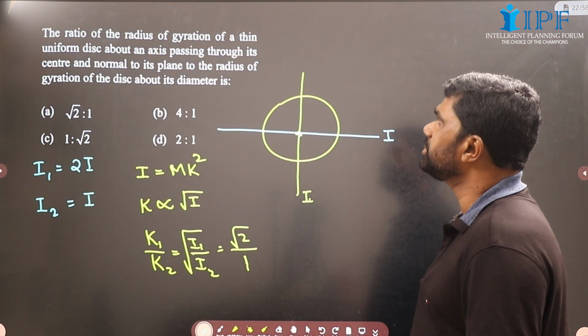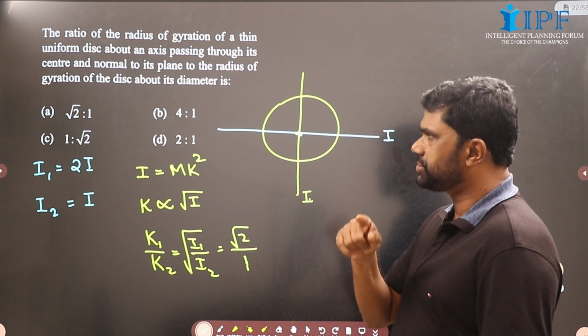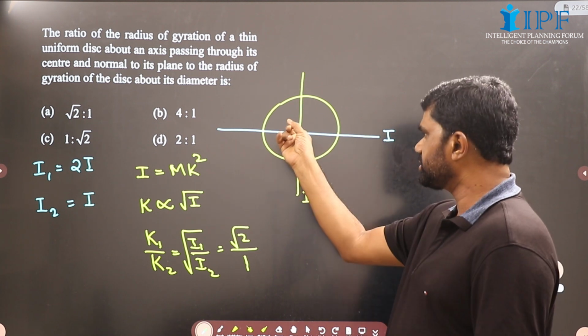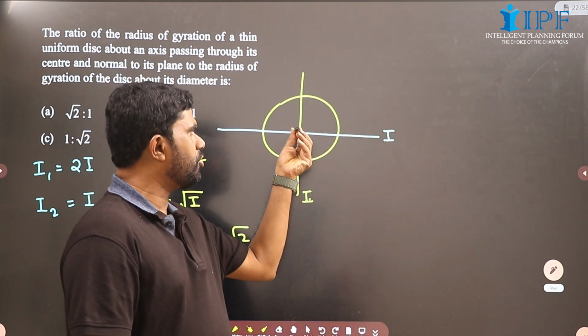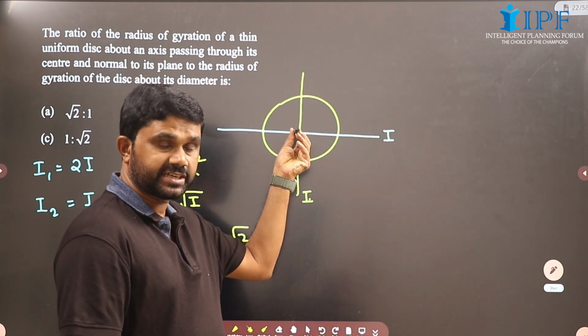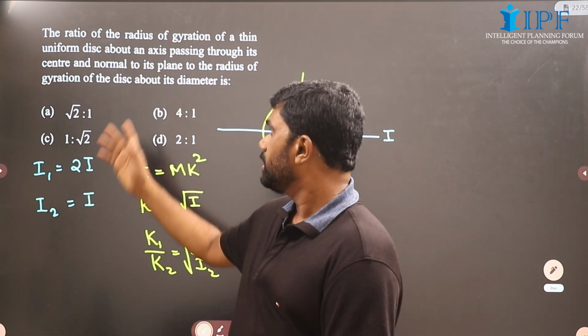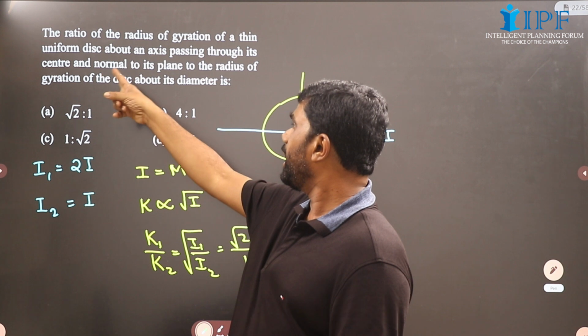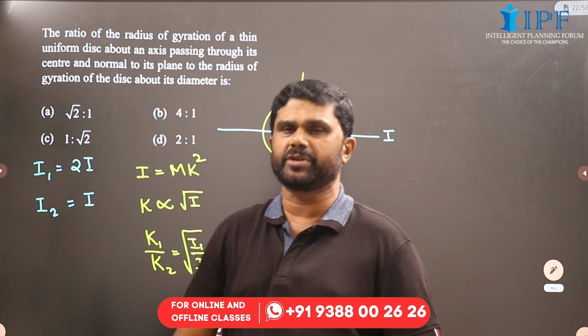The ratio of the radius of gyration of a thin uniform disc about an axis passing through its center. Okay, means this is the axis. About an axis passing through its center and normal to its plane. This is the first axis, and the second axis is diameter, to the radius of gyration of the disc about its diameter.